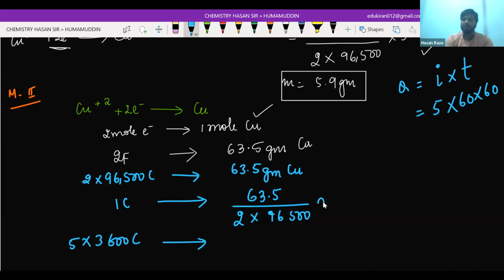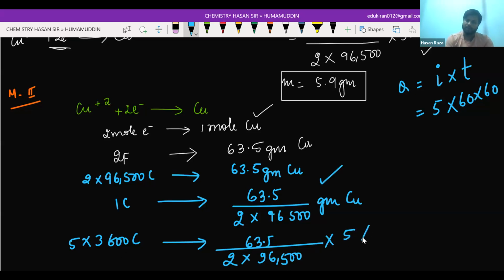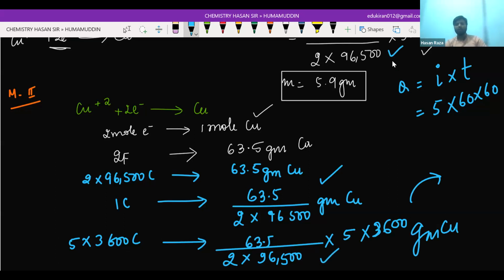So what will be the mass deposited of copper? That will be 63.5 upon 2 into 96,500, for 1 coulomb, this much gram of copper. So for this much coulomb, this will be your 5 into 3600. After solving it, if you see this equation and this equation, they are both the same. So the answer will again be 5.9 gram, which is very easy, right? Please do write it.